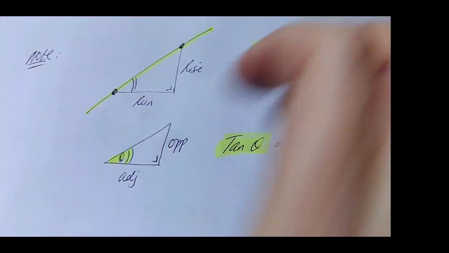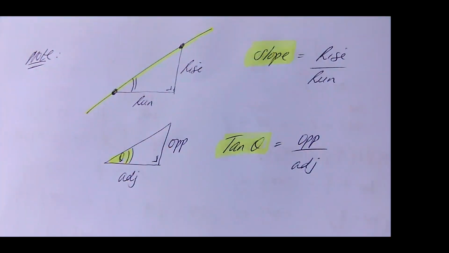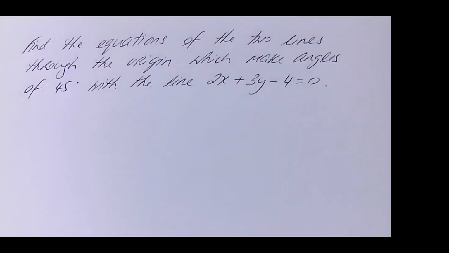So watch out for the little connection between tan of the angle and slope. Okay, let's try this final question. Find the equations of the two lines through the origin which make angles of 45 degrees with the line 2x plus 3y minus 4 equals 0.